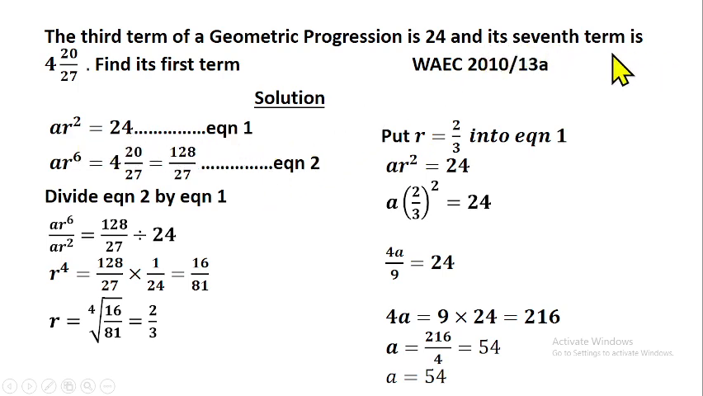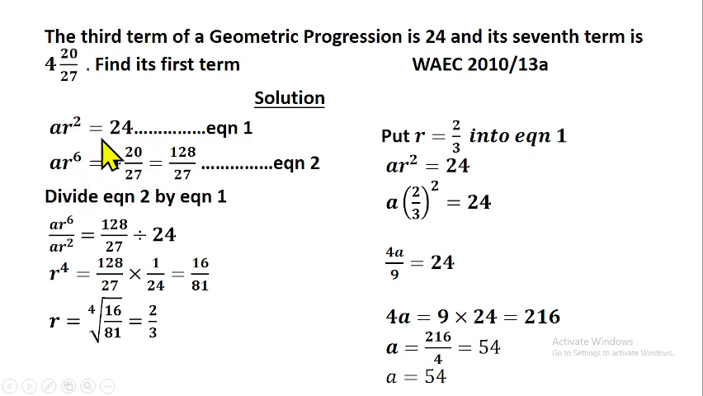And the seventh term is 4 20 over 27. What is the seventh term of a GP? That is ar raised to power 6 equals to 4 20 over 27, which if you change to an improper fraction, you have 128 over 27. You can call that equation 2. So you have to find its first term. This is a WAEC 2010 question number 13a.